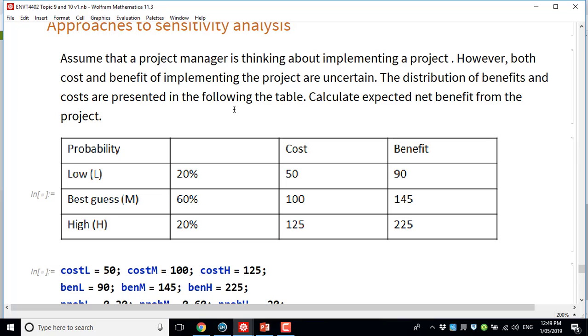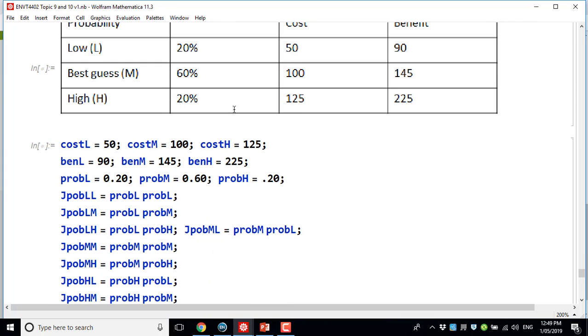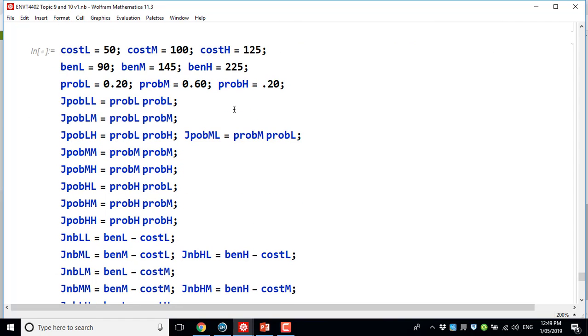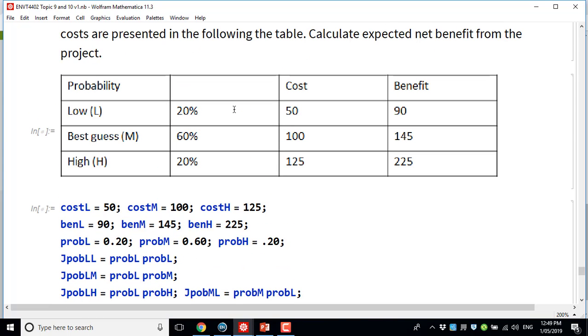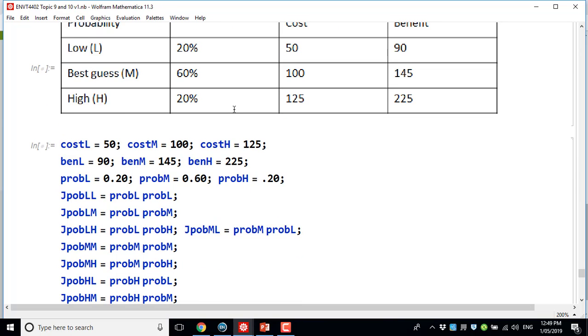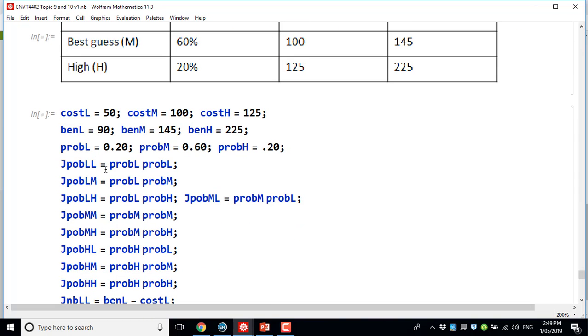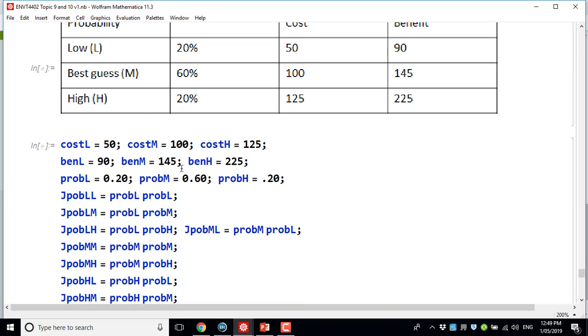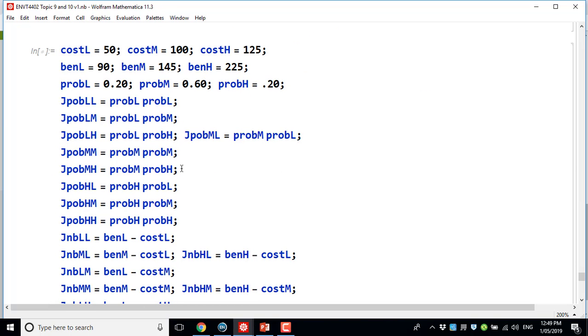So given this distribution, the rest are just set up: cost low, medium, and high, benefit low, medium, and high. Then we calculate the joint probability. That's the multiplication of individual probabilities. So joint probability of low cost and low benefit is probability of L times probability of L because they have the same probability. That's why we have used that. But you can change it.